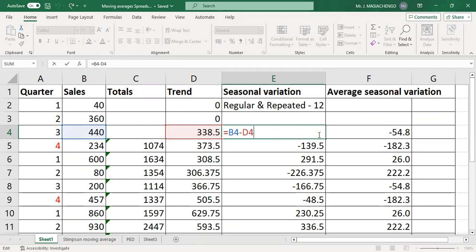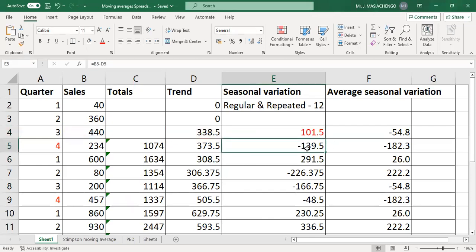I think it's very clear to everyone. Let's see how you get this one again. It's simple. We get our actual sales minus our moving average. Is that clear? All right.